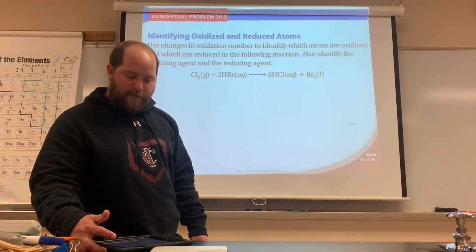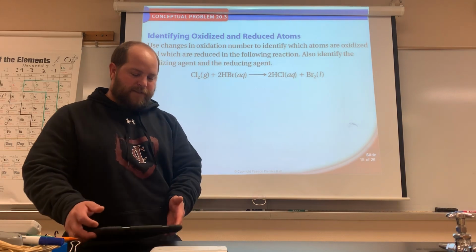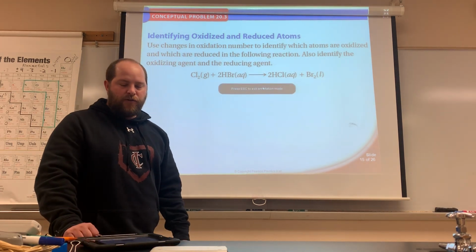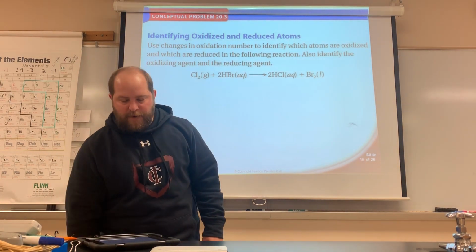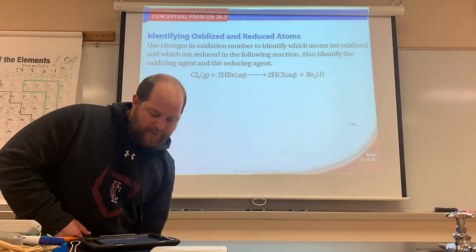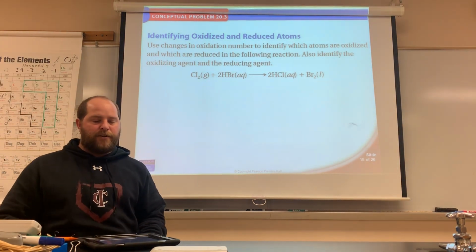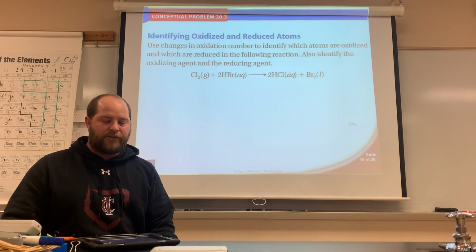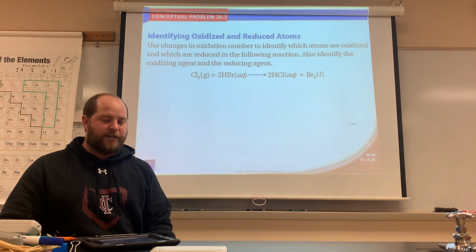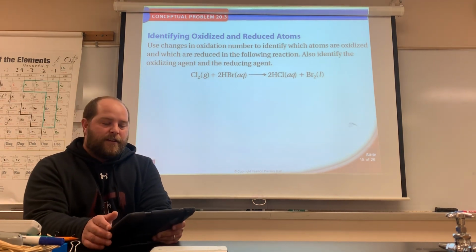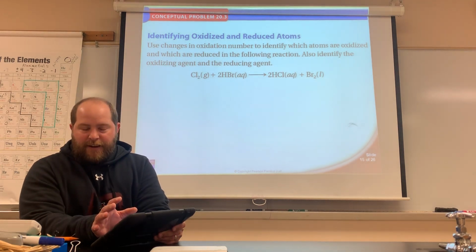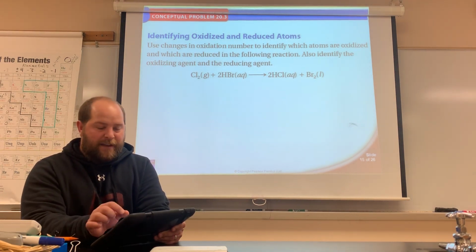All right, let's skip over that. So let's look at this example here. Use changes in oxidation number to identify which atoms are oxidized and which atoms are reduced in the following reaction. Also identify the oxidizing agent and the reducing agent. So once you guys get good at assigning oxidation numbers, this is a piece of cake.